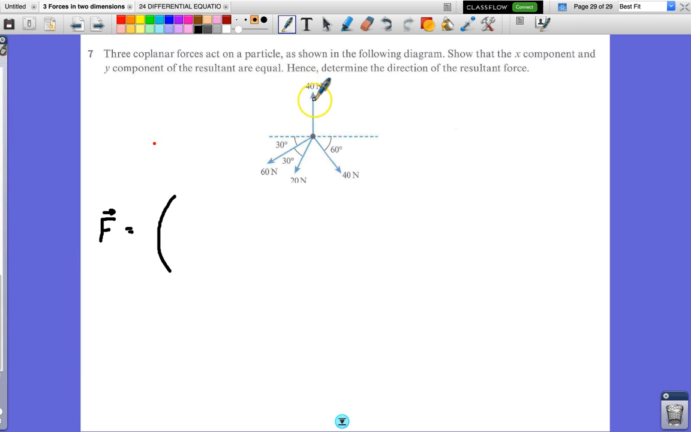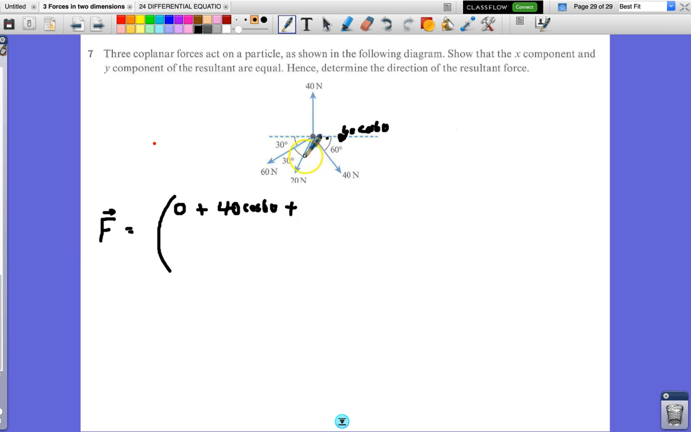As you can see, the 40 Newton force is vertically upward, so the x component is 0 for this 40 Newton force. And then for this other 40 Newton force, the x component is 40 cos theta, 40 cos 60, right? So I'll have plus 40 cos 60.